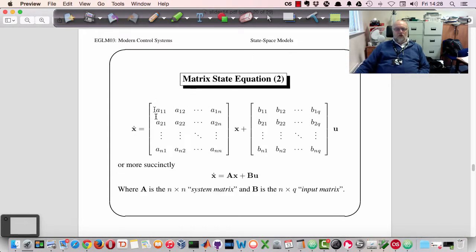So in general we're going to get a set of equations like this for a linear case. X dot is equal to some matrix with coefficients a11, a12 and so on, multiplying this vector to give us the state equations, and then similarly b11 through to b1q times u and so on. So again, a matrix times a vector, and a matrix times a vector. And we can write that more succinctly as just x dot equals Ax plus Bu, where A is this matrix here, and B is this matrix here.